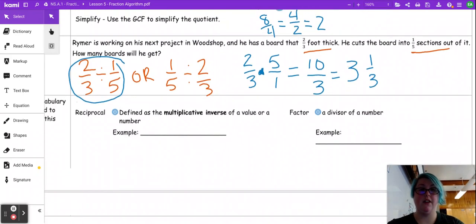So I have used reciprocal. I've used factor in this video. It is up to you to give that example.